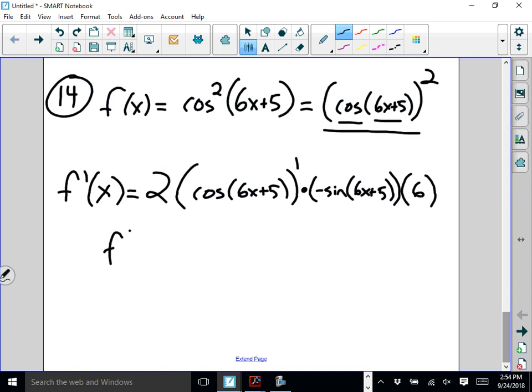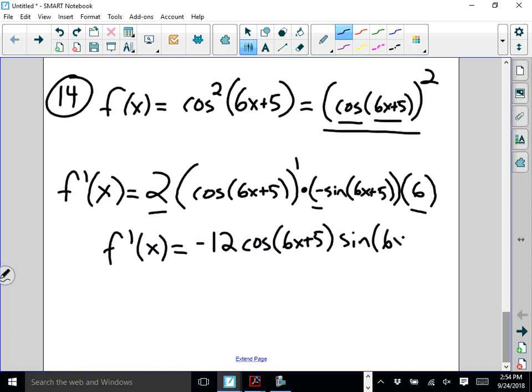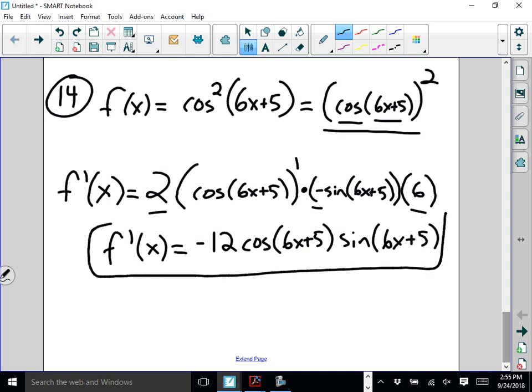My 2, my -1, and my 6 are all coefficients. I'm going to multiply them together to make -12. Cosine of 6x plus 5, sine of 6x plus 5. And that's my answer. Okay. Let's flip to problem 18.